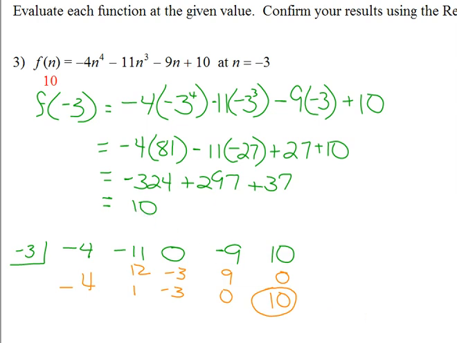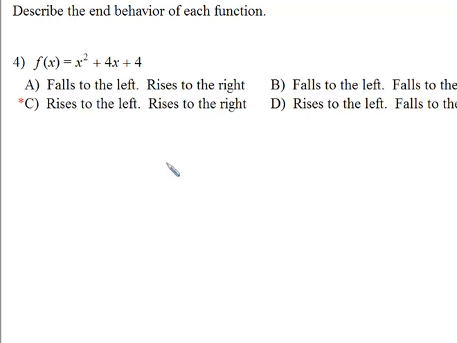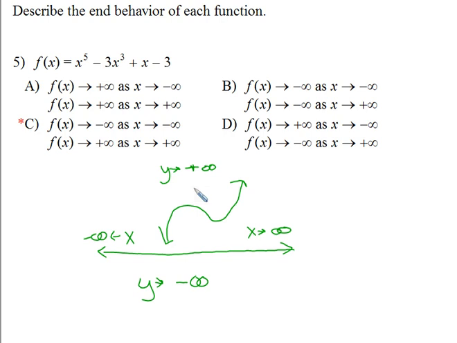Let's move on to question number 4. This is a question where you had to describe the end behavior. This is a parabola, so we know that both sides are going up. It's concave up because that leading coefficient is positive. Moving on to number 5.